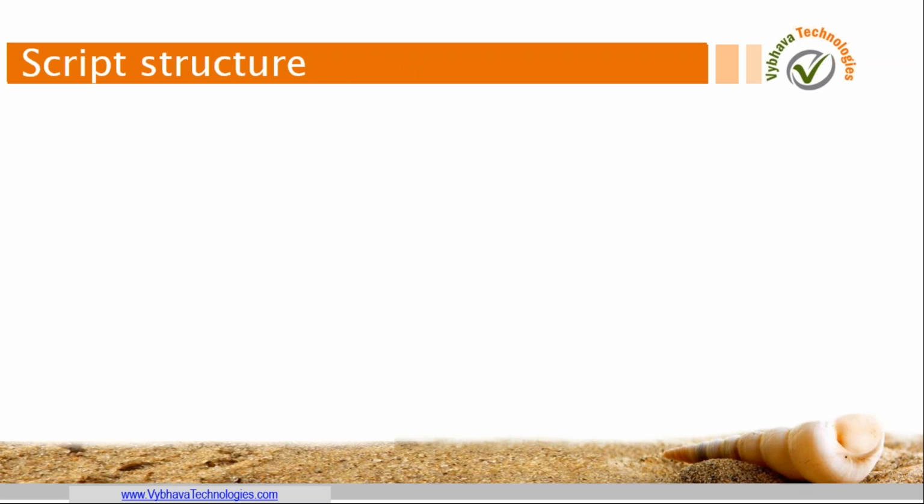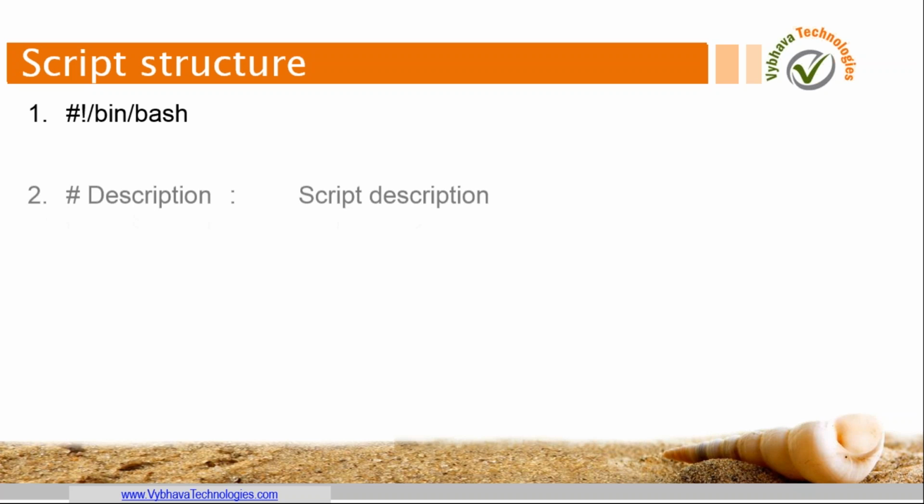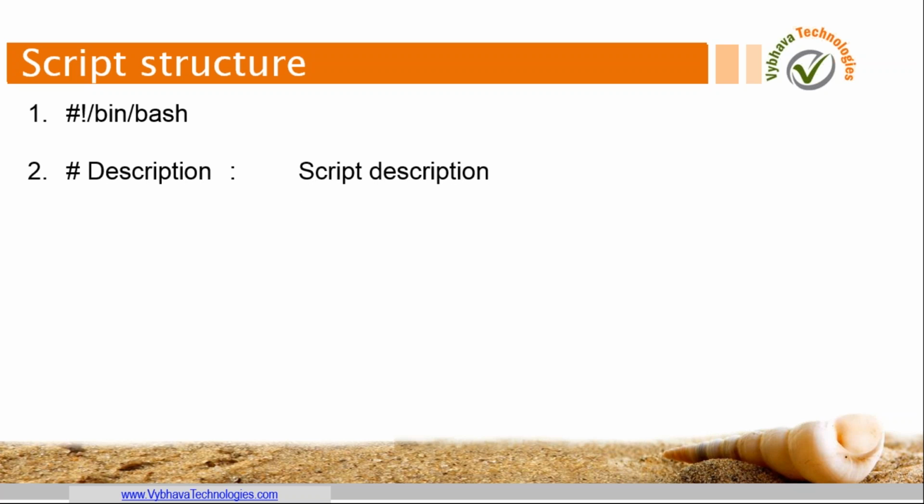Script structure: how do you build a shell script? In any program structure, first you have importing, connecting, then you start variables, then you bring up the programming logic. In a shell script also we have a certain structure. First, what interpreter you want to use, and then some description about the script. That is the best way of commenting.